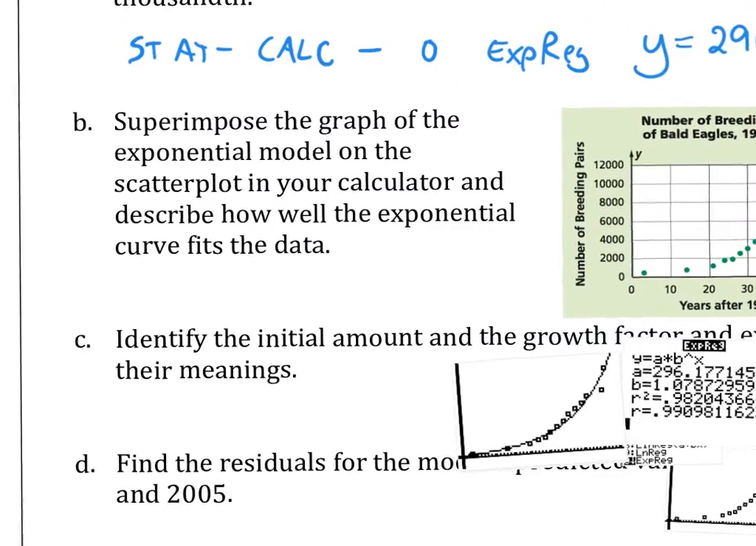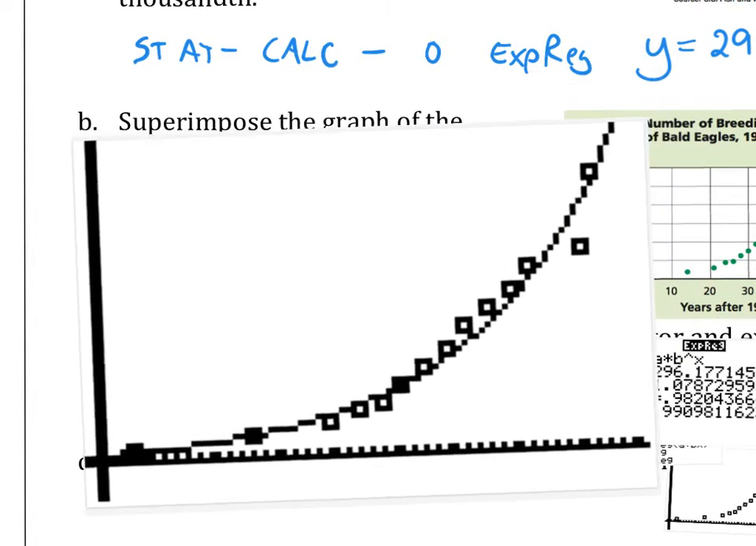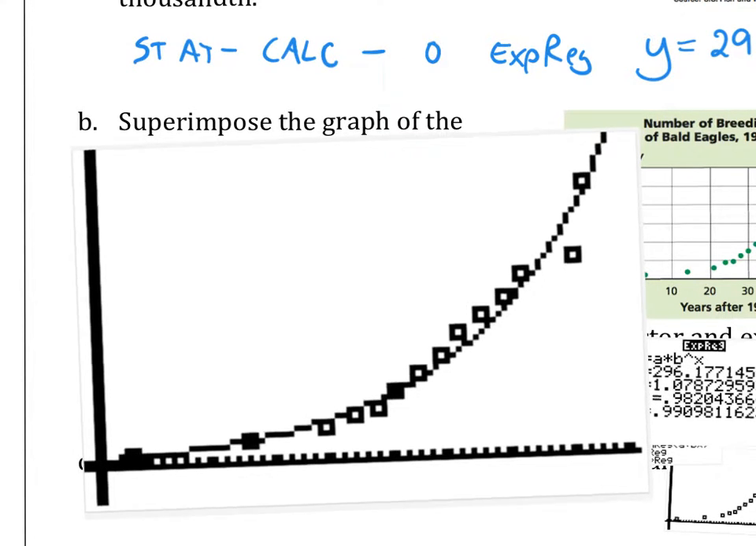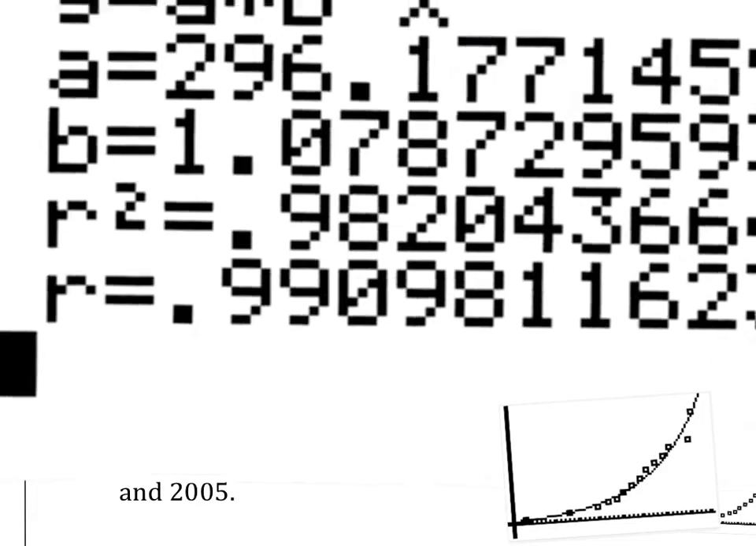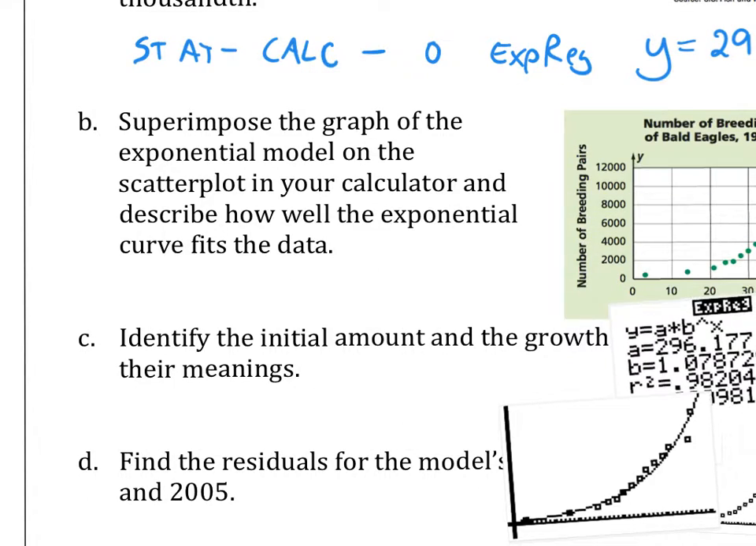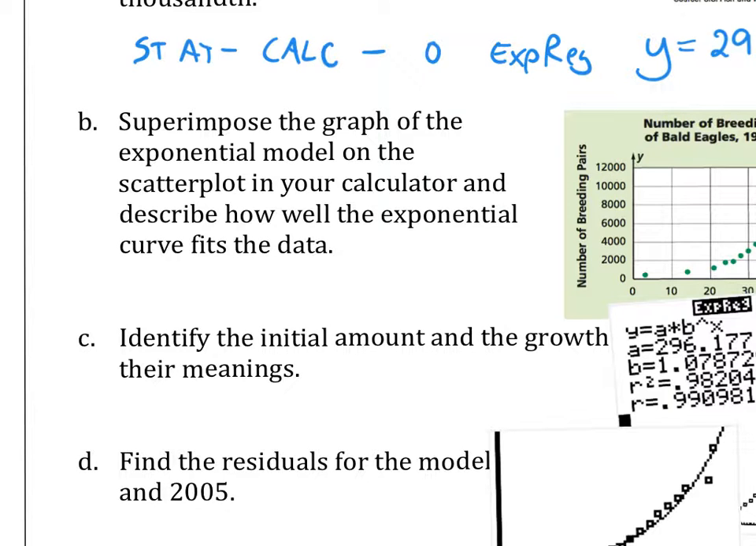All right, so the next part here says, part B, superimpose the graph of the exponential model on the scatter plot in your calculator and describe how well the exponential curve fits the data. Notice when I do that, it looks like this. And notice it doesn't go through every point. In fact, it barely touches most of them. But it's very, very close. In fact, look at our R values here. Our R square and our R values are very high. And so that tells us that it fits very well. And we can see graphically that they do indeed fit very well.